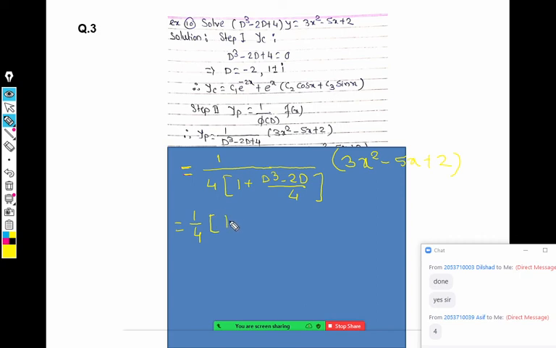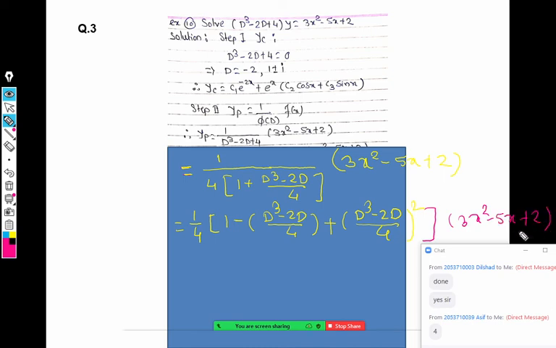1 upon 1 plus t is 1 minus t. Now the value of t is d cube minus 2d upon 4. So this is 1 minus t plus t square, with d cube minus 2d upon 4 in brackets squared. So that much only. I will use another ink outside because it may not be visible. So this is 1 minus t plus t square of that 3x square minus 5x plus 2. The remaining part is as it is. Is it clear? So here is a bracket square.